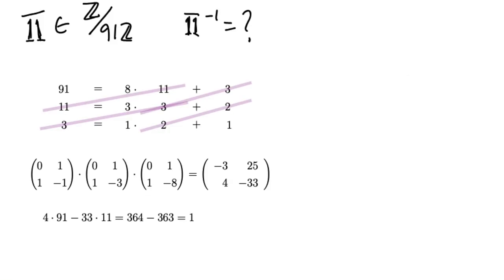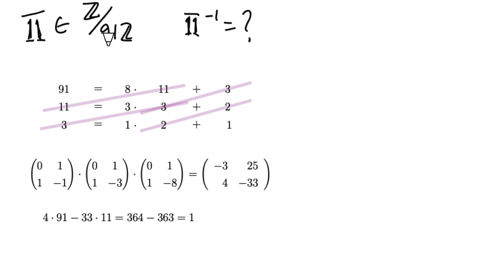Let's take a look at how we can use matrices to compute a multiplicative inverse in a mod. So here we're going to take 11 bar, which is an element mod 91, and we're going to compute its multiplicative inverse. We know it has a multiplicative inverse because the GCD of 11 and 91 is 1. They don't share a common factor.